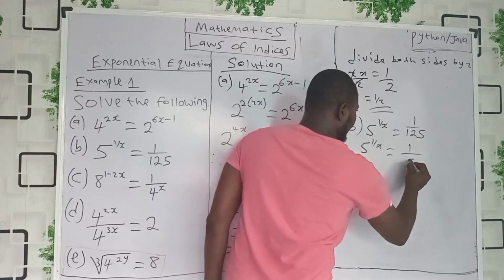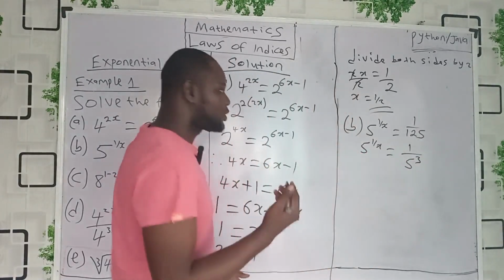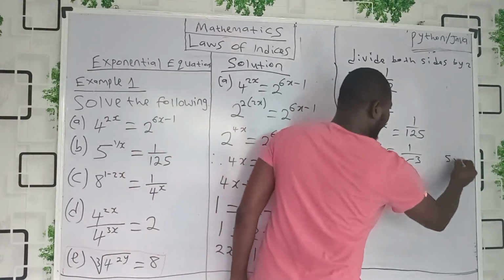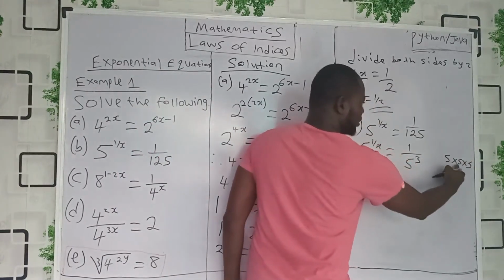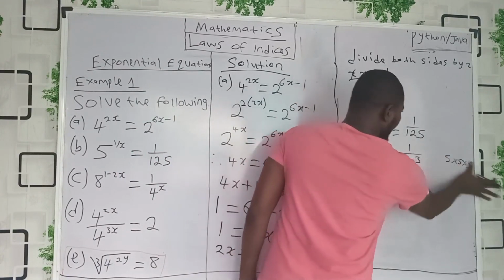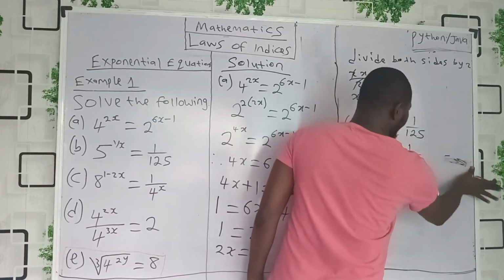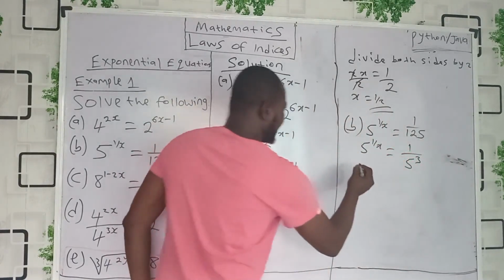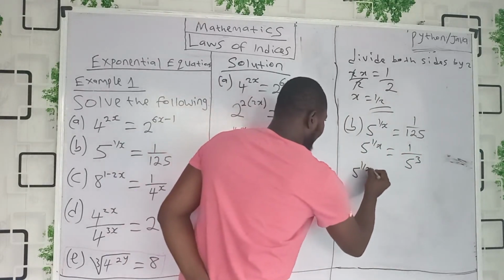I will now say 5 raised to power 1 over x can be written as 1 all over, this 125 can be written as 5 raised to power 3. Why? Because 5 raised to power 3 means what? 5 times 5 times 5. 5 times 5, 25. 25 times 5. That's what? 1, 2, 5. Okay?